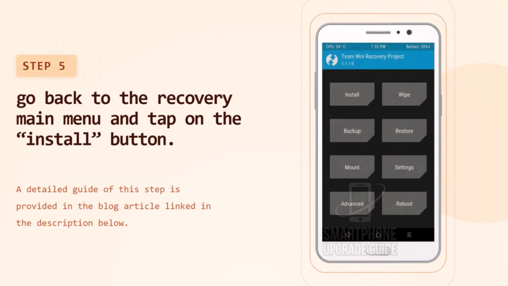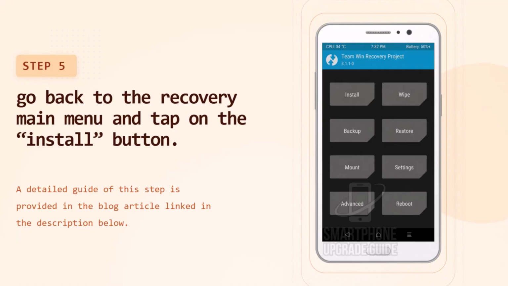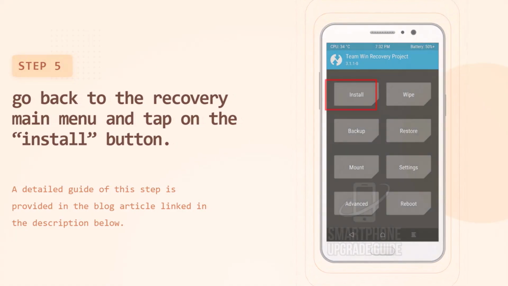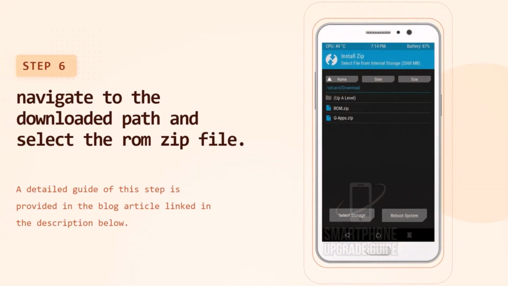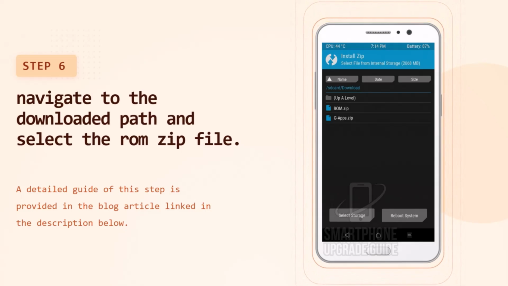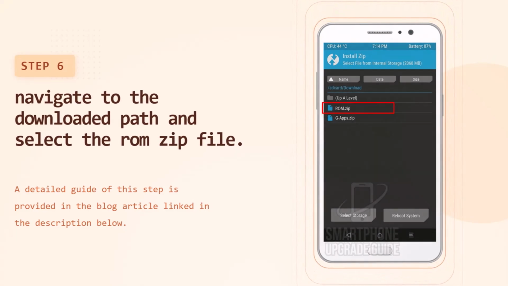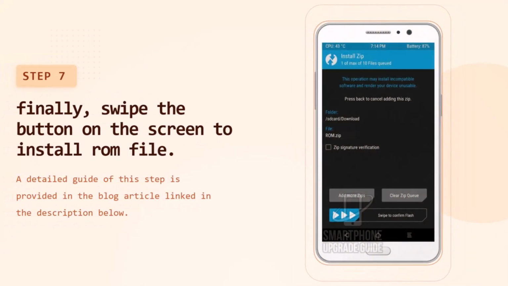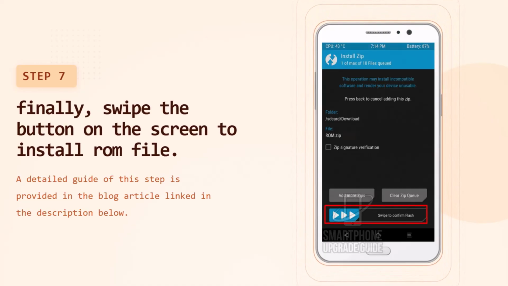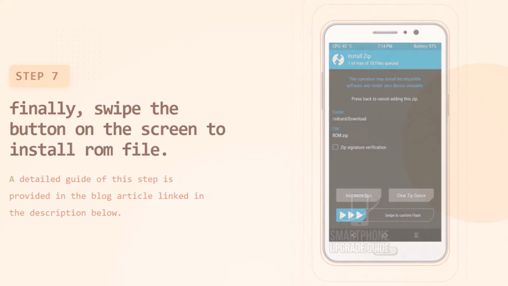Step 5. Go back to the recovery main menu and tap on the Install button. Step 6. Navigate to the downloaded path and select the ROM zip file. Step 7. Finally, swipe the button on the screen to install ROM file.